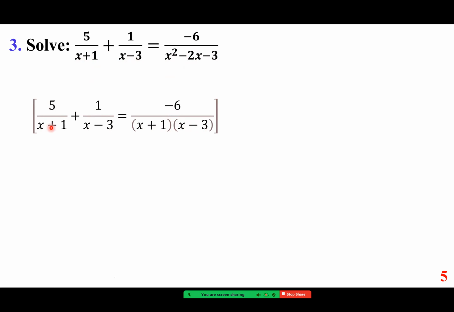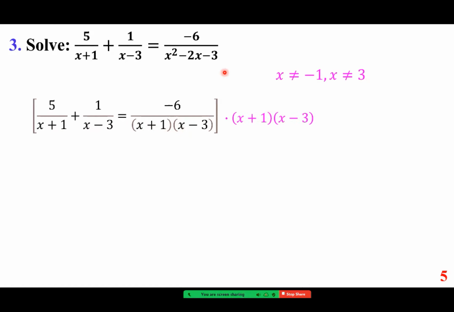So for example, in this case, x plus 1 can't be 0, so x can't be -1. In this case, x minus 3 can't be 0, so x can't be 3, which works the same way here. So we exclude those. We multiply by this.